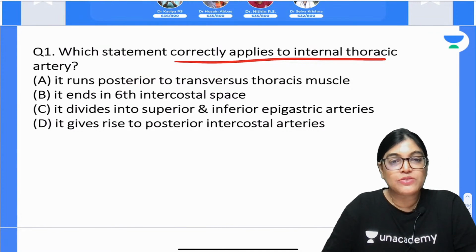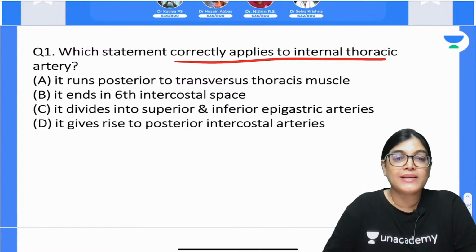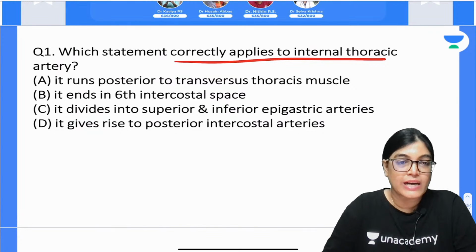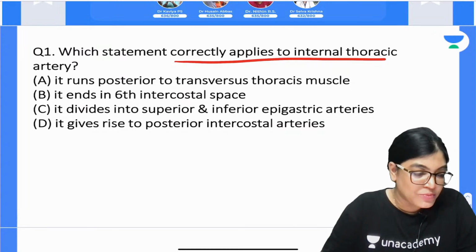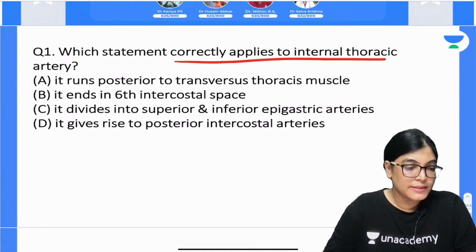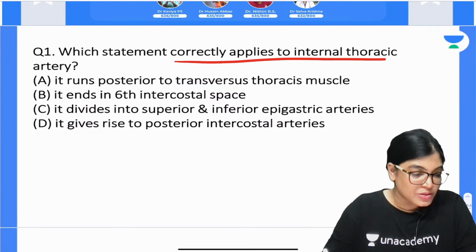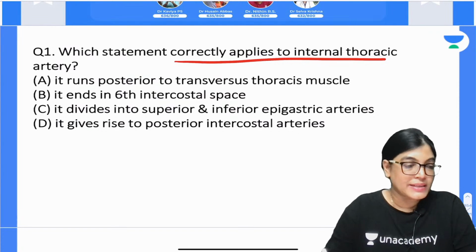It runs posterior to transverse thoracic muscle. It ends in 6th intercostal space. It divides into superior and inferior epigastric artery. It gives rise to posterior intercostal arteries. 4 options are there and you have to mark the right answer. So your time starts now. I will give you 15 to 30 seconds for marking the correct answer.